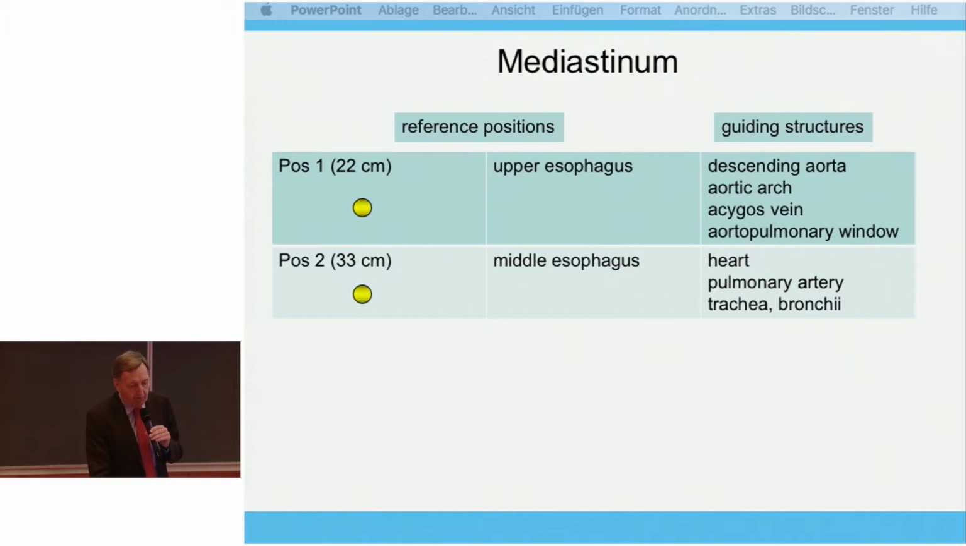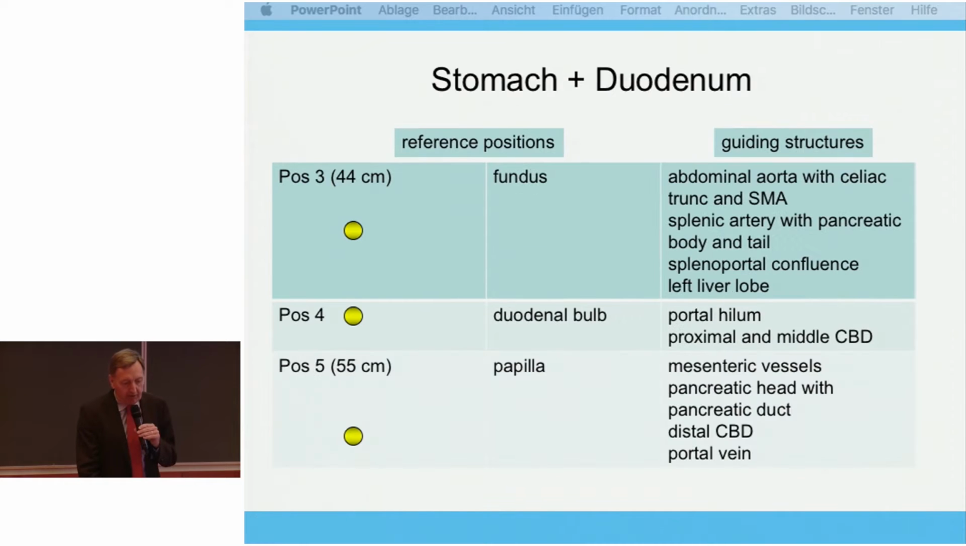For example, in position 1, in the upper esophagus, the descending aorta, the aortic arch, the azygos vein, and the aortopulmonary window. In position 2, as well in the mediastinum, in the middle esophagus, the heart, the pulmonary artery, and the trachea, and the bronchi, which is very important, for example, for the staging of pulmonary cancer.